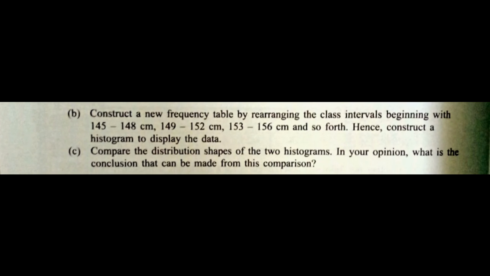Question C. Compare the distribution shapes of the two histograms. In your opinion, what is the conclusion that can be made from this comparison? The answer is, histogram A is slightly skewed to the right, where the maximum number of pupils is in the range of 155 to 159 centimeters. Histogram B is almost symmetrical and has two modal heights that range between 157 to 164 centimeters. This shows that the shape of distribution highly depends on the size of the class interval of group data used.